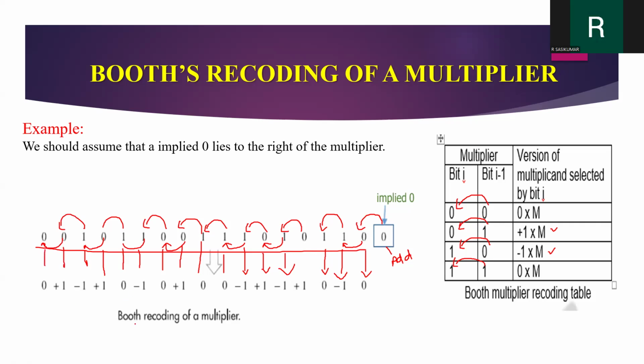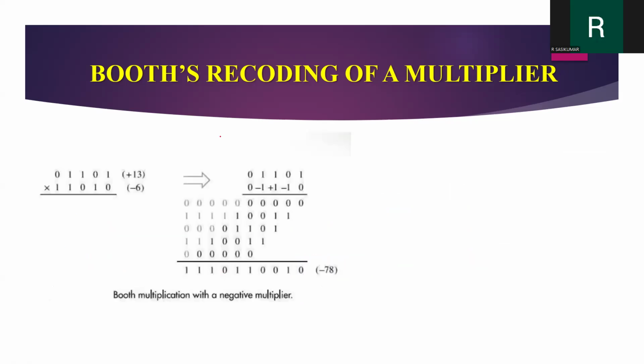This is called Booth recoding of the multiplier. So what is the advantage of Booth recoding of the multiplier? It tries to reduce the number of steps in the multiplication algorithm. It works for both positive and negative numbers, but is most suitable for negative multiplication. This is another example. We have to multiply plus 13 and minus 6.